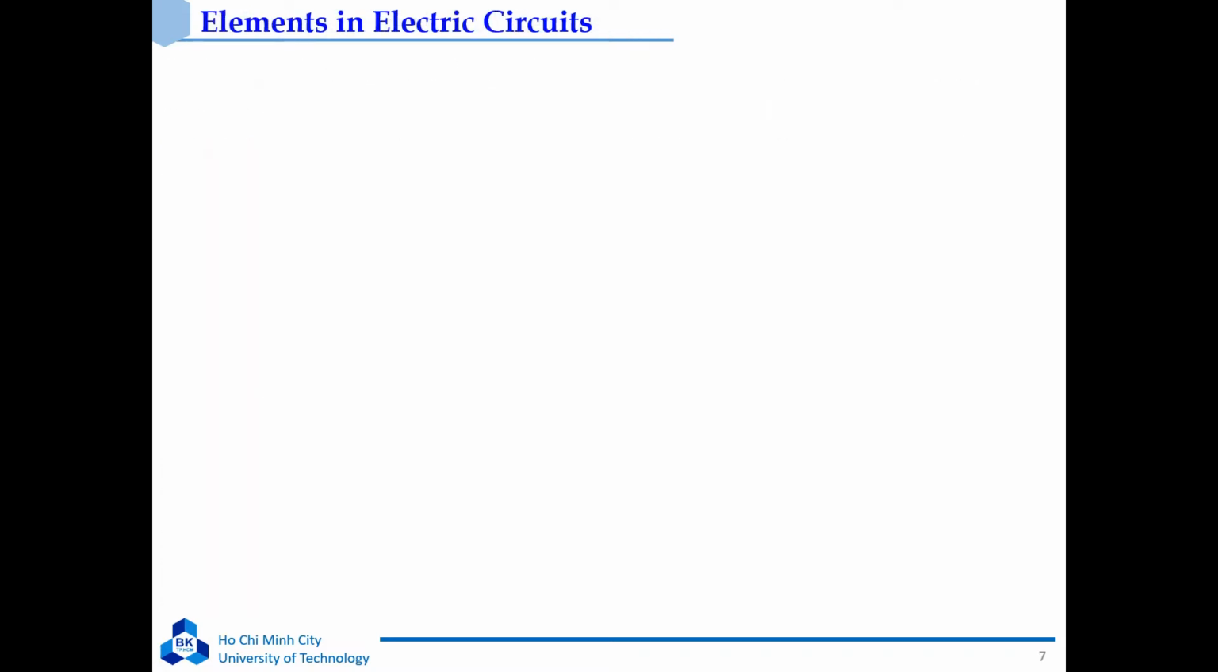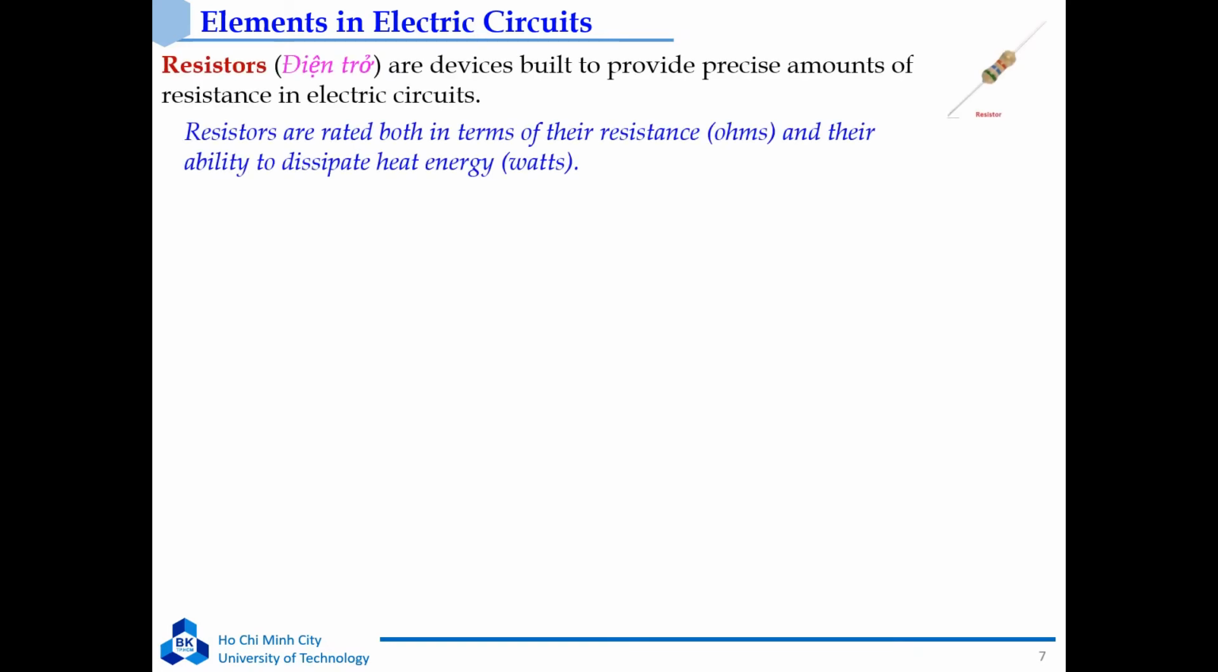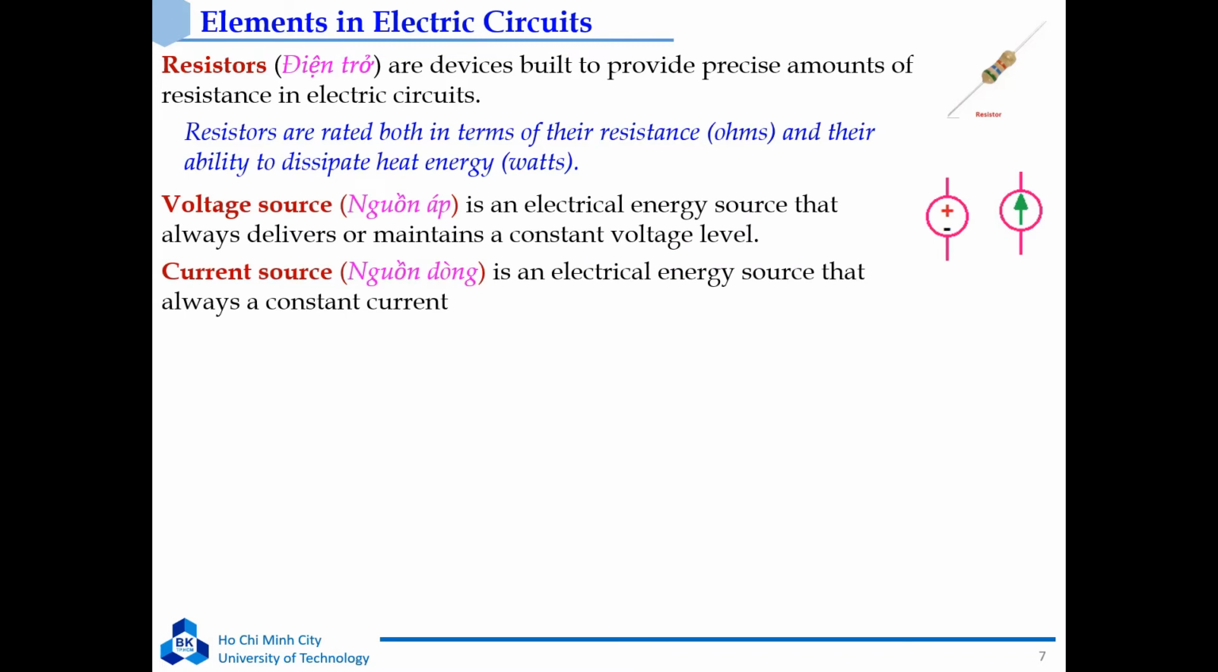Next, we will introduce the elements in the electric circuit. The first one is the resistor. Resistors are devices built to provide a precise amount of resistance in electric circuits. Resistors are rated both in terms of their resistance, ohm, and their ability to dissipate heat energy. We have two types of sources. The voltage source is the electrical energy source that always delivers and maintains a constant voltage level. And the second one is the current source. It provides a constant current.